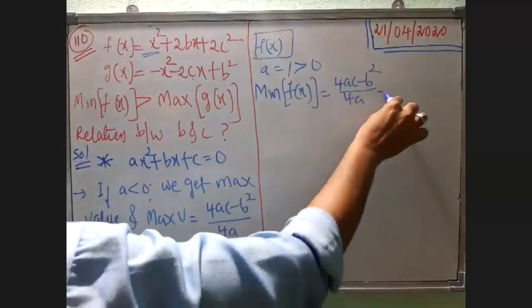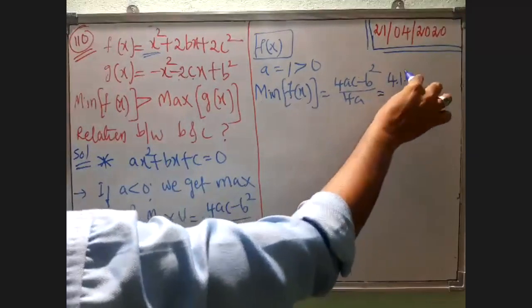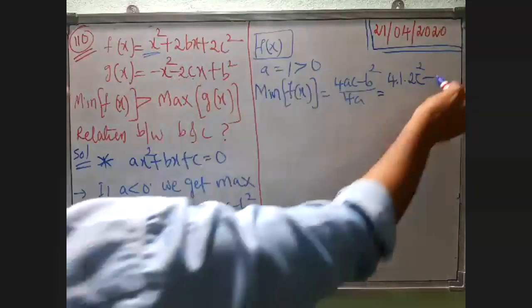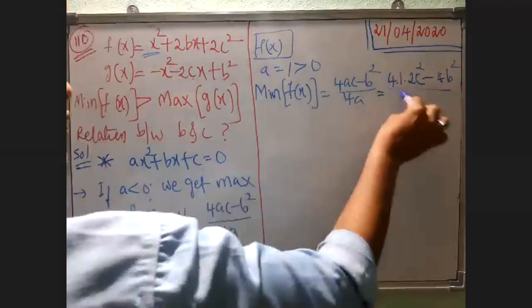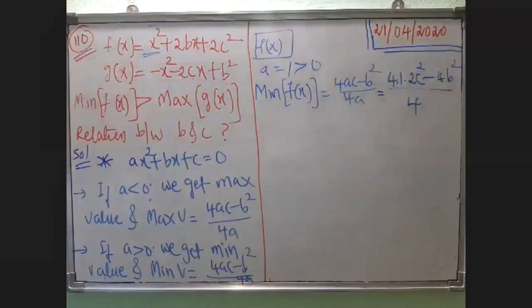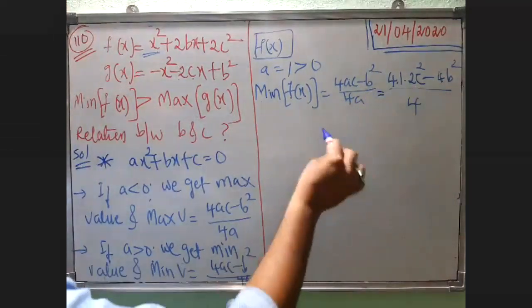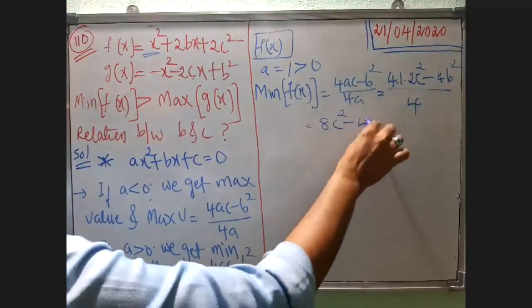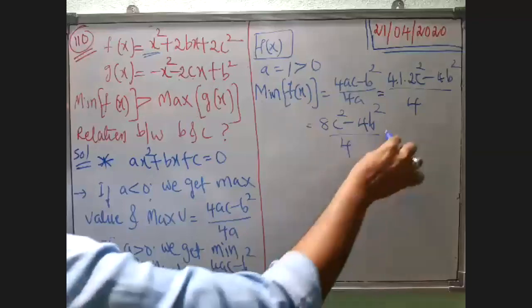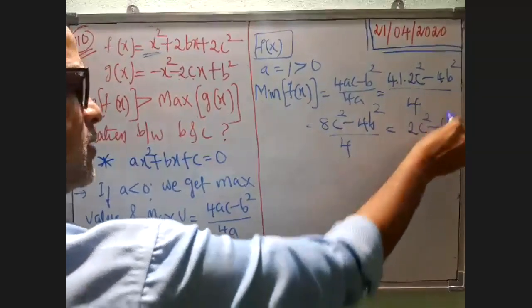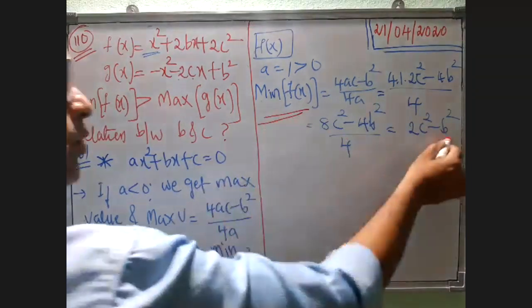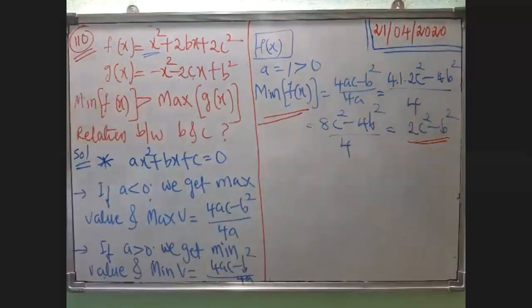This will be equal to 4 into 1 into 2c square minus b square, meaning 2b whole square, which is equal to 4b square. 4a means 4 into 1. So this will be 8c square minus 4b square by 4, which is nothing but 2c square minus b square. If you divide by 4, you are getting the minimum value of f of x as 2c square minus b square.